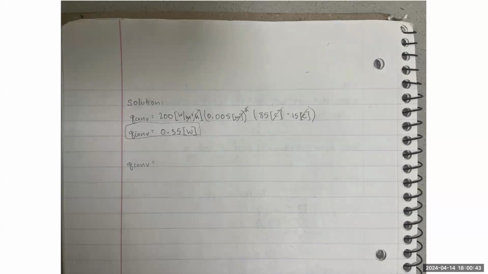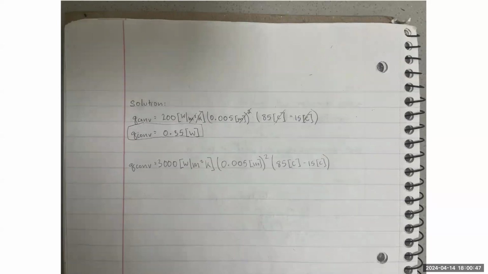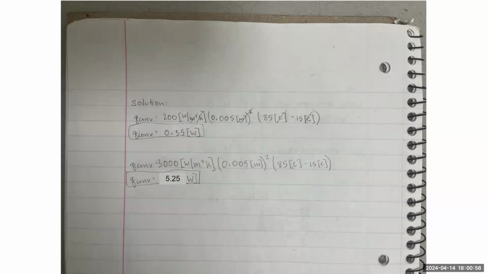Next, we can do the same thing with the dielectric coolant, making sure to use the convective coefficient of the coolant rather than air and keeping all values the same besides that. We get an answer of 5.25 watts, which is nearly 10 times more power allowed than what was allowed with air cooling.